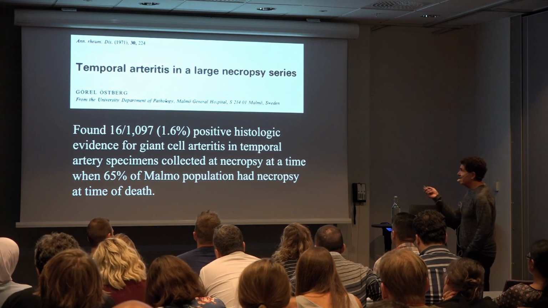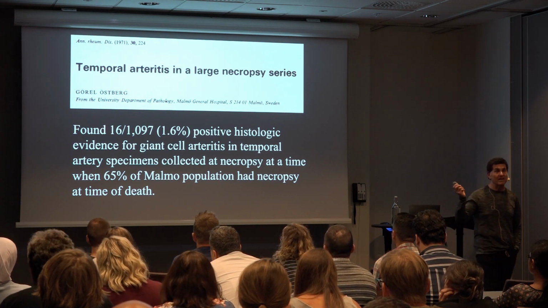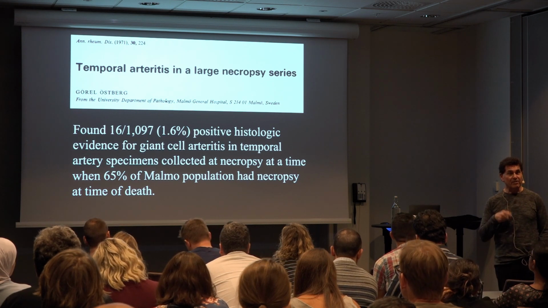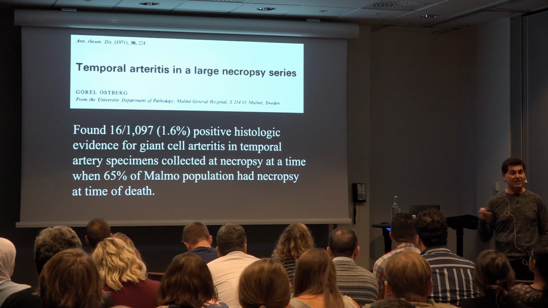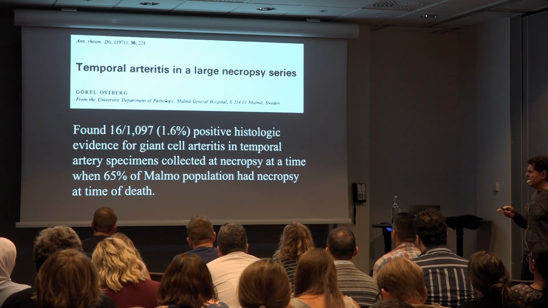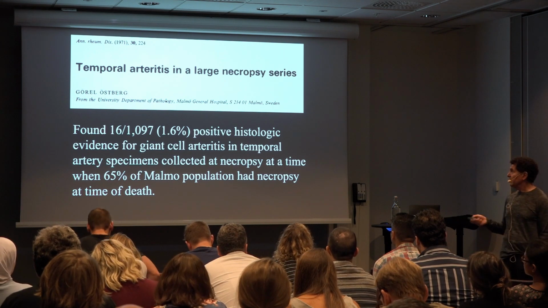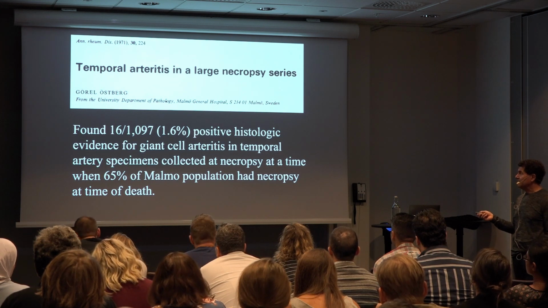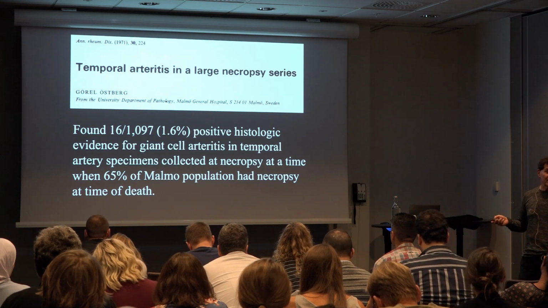This is a paper that came out of Malmö, Sweden. It's a very famous paper, 1971. At that time in Malmö, 65% of the people that died got an autopsy, no matter what. So they had a very large case series of over 1,000 patients over a year or two. They looked at these patients' temporal arteries and found that about 1.6% had positive histologic evidence for giant cell arteritis. These patients weren't diagnosed as having giant cell arteritis when they were living.